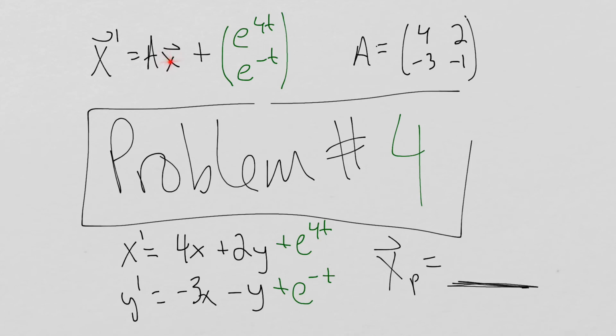Same matrix A, changing the input. The input is now e to the 4t in the top and e to the negative t in the bottom. So that would look like this. I want you to do the same thing we've done so far. Find XP. Think about it for a moment. Maybe pause, but come back before you do your solution. What's this going to give you? What's that going to give you? Same as the last two, you're going to have an A1, A2, B1, B2. So make sure you have that before you go all the way through. Going to go on to the solution in just a moment.